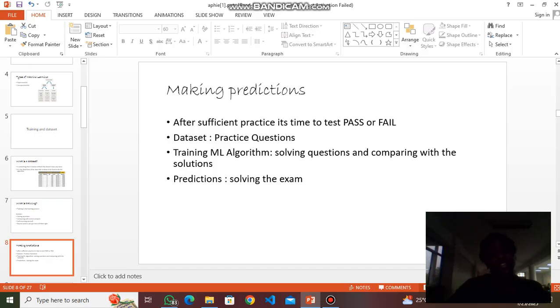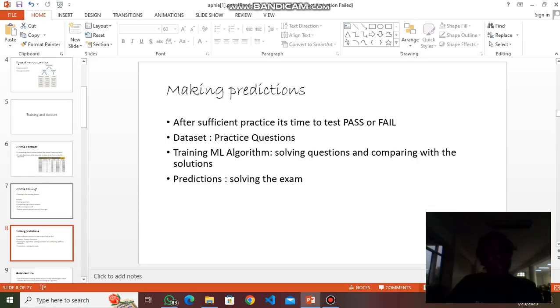So let me talk about making predictions. This is after sufficient practice, it's time to test whether you're going to pass or fail. Remember, you're done training, so you go ahead to test yourself. For the data set, you can set practice questions, then train the machine learning algorithm, solving questions and comparing with the solution. So for the prediction, this is simply about solving the exam.